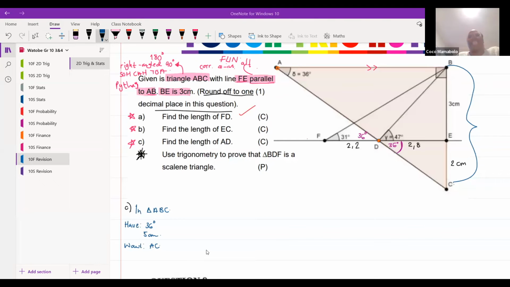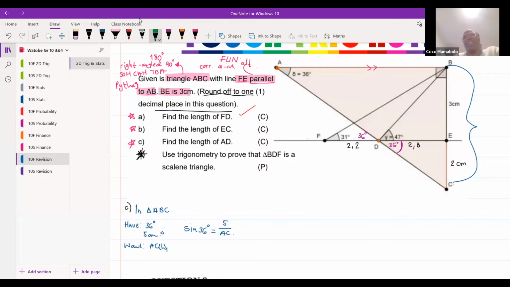So we're going to look for the hypotenuse, and yes, we're going to use our sine to find our hypotenuse. Good. We're going to use sine because we have the opposite and we have the hypotenuse. Excellent. So give me a calculation or an equation. So we're going to use sine 36 is equal to 5 over AC. Good. Excellent.